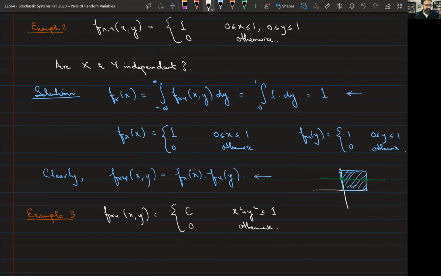Okay, so this is example number 3. This is an example that we've done before, right? So x and y are uniformly distributed inside a unit circle. Right, so this c is really 1 by pi.